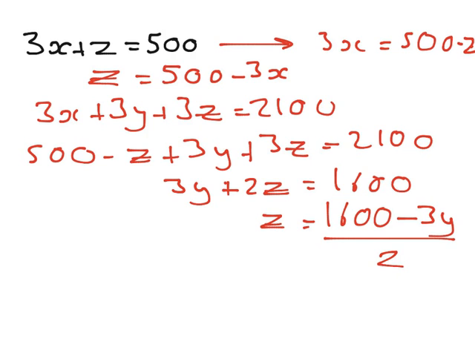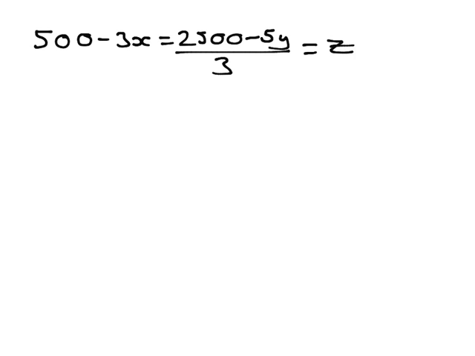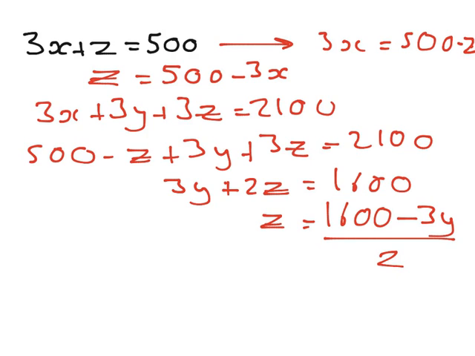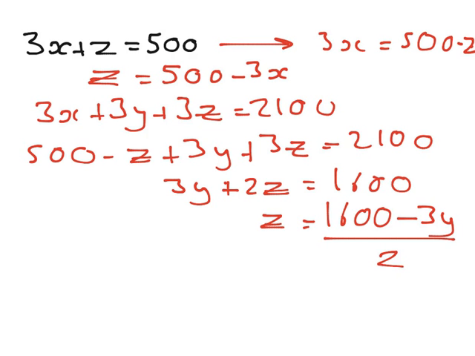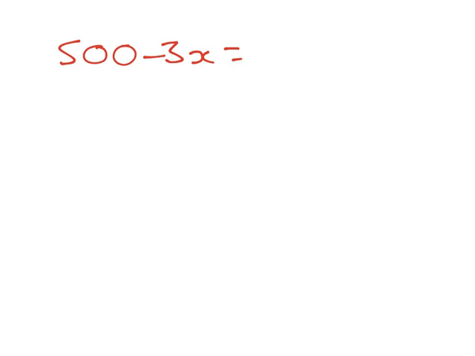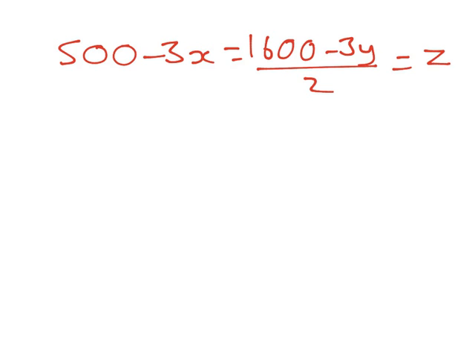So I can write it in a different form, so we'll just get rid of this. So we've got, for the x term, 500 minus 3x, equals, and then for the y term I've got (1,600 minus 3y) over 2, and the z term is just a z. So there's the equation of my line.